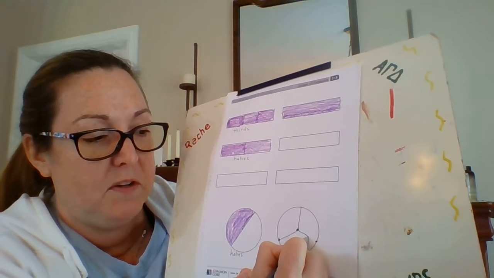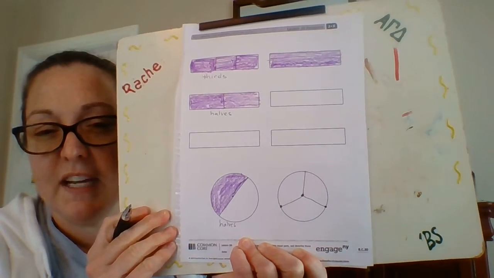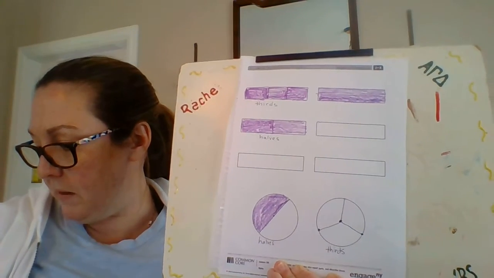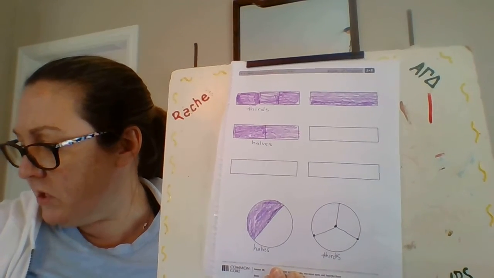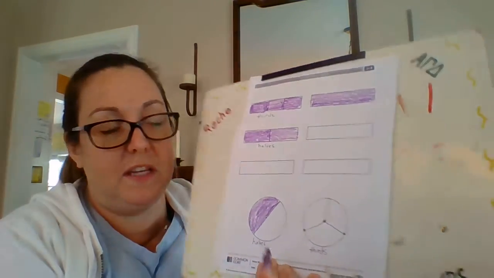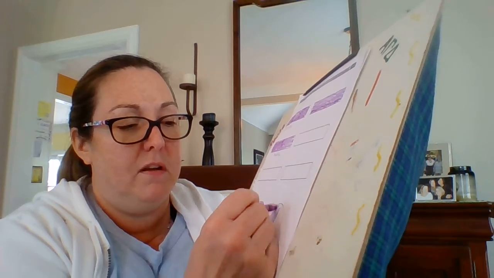So pause me if you need to. And it kind of looks like this. So that's a great way to show thirds of a circle. So I'm going to write thirds under here. Okay, so if I want to show 1/3, I just color in one of these pieces. So I'm just going to color in just one of this circle.